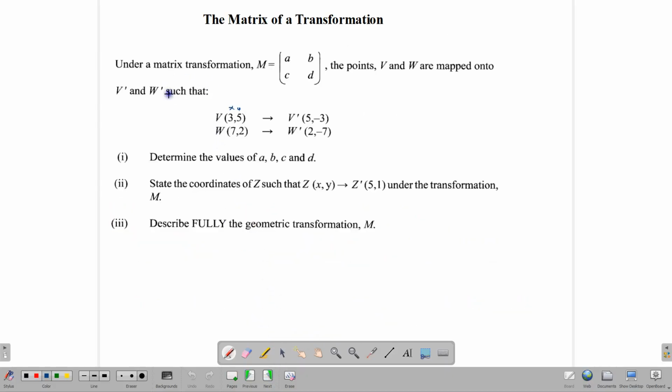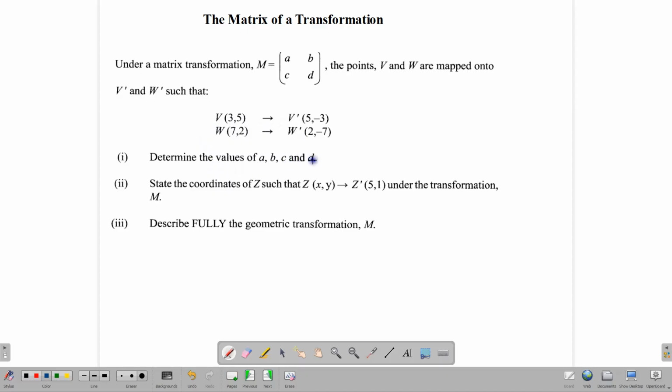So here we have a question that says, under a matrix transformation M, which is (a, b; c, d), the points V and W are mapped onto V prime and W prime. V is (3, 5), W is (7, 2), V prime is (5, -3), and W prime is (2, -7).